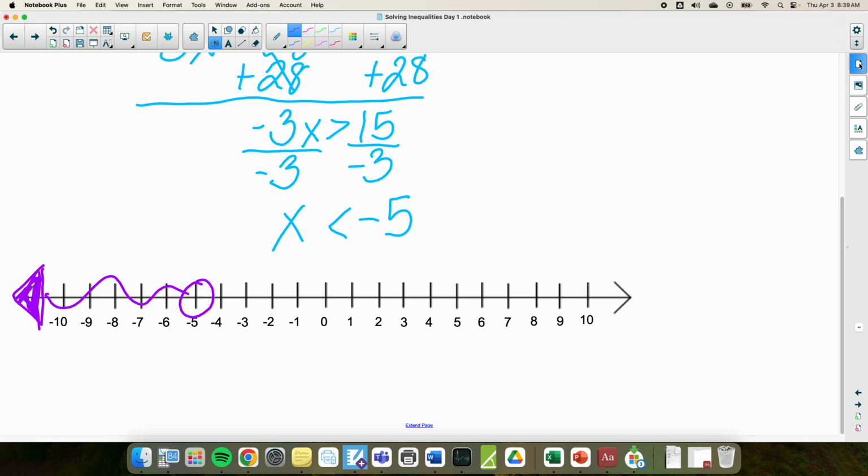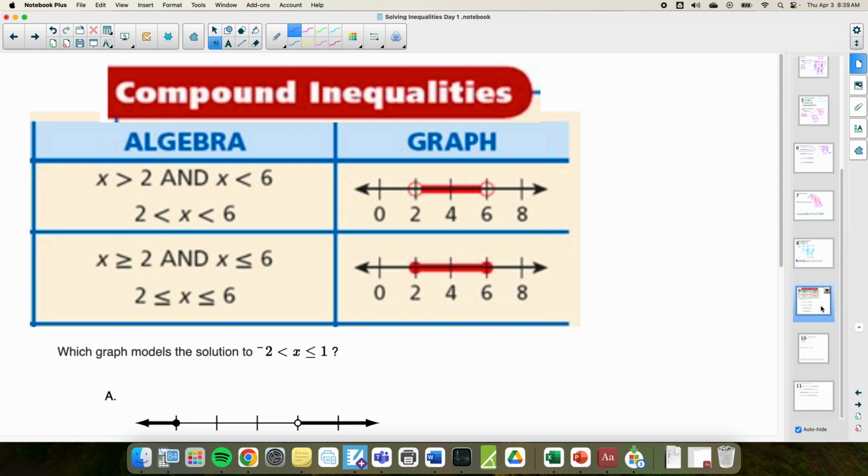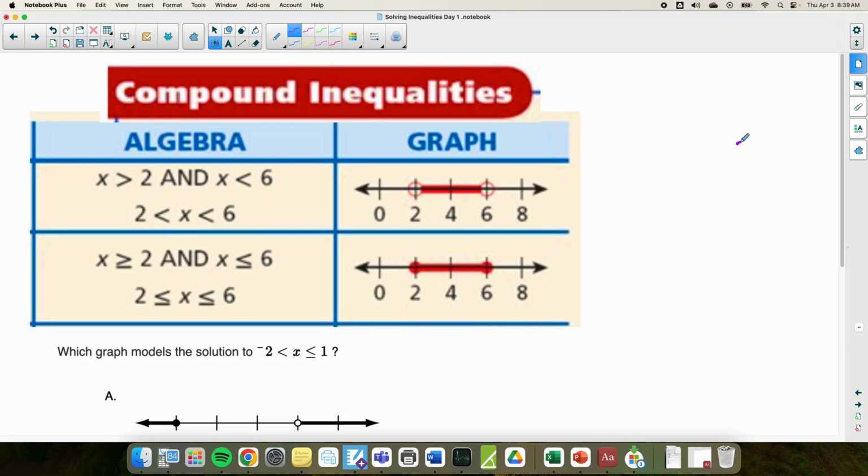All right, so let's look here. There's another type of question that you're gonna have where they put inequalities together. They're called compound inequalities, okay? What can happen is if you ever had these two inequalities, what this is saying is x is greater than 2, and this is saying x is less than 6. You can combine those together sometimes, not always.